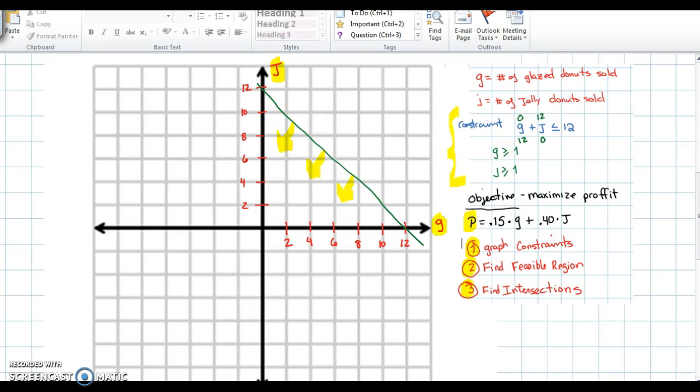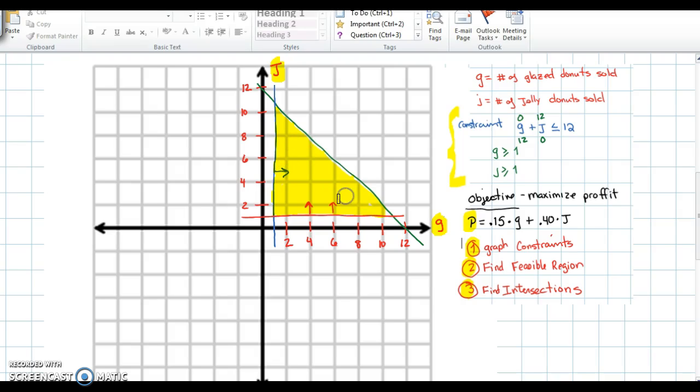It doesn't matter. We know that glazed must be greater than or equal to 1. And so this would be 1. Greater than that would be going that way. Jelly would also be greater than or equal to 1, so this is going to be going this way. And so the region that works with everything is less than the diagonal line and larger than the vertical and horizontal lines.